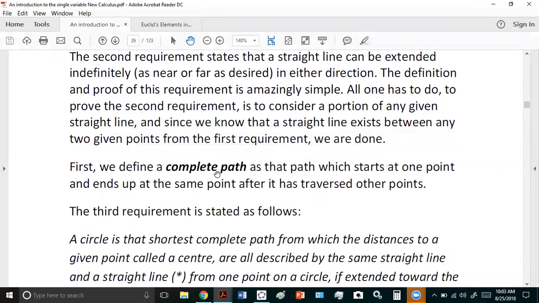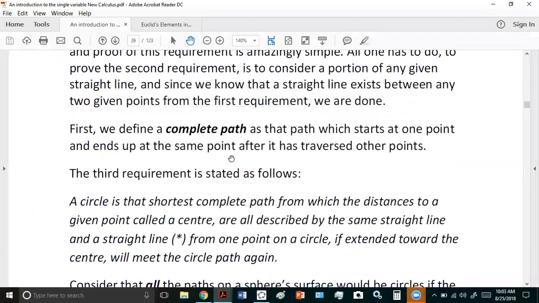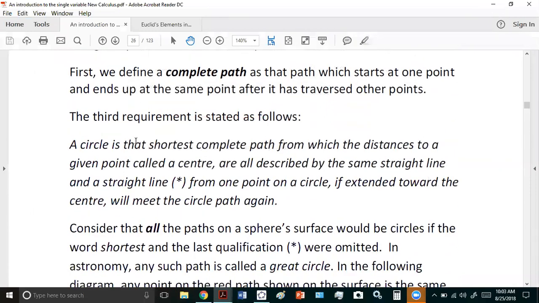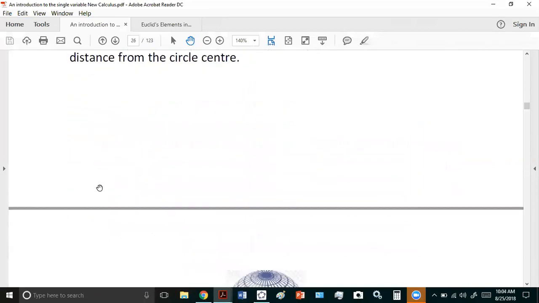So we first define a complete path as that path which starts at one point and ends up at the same point after it has traversed other points. And the third requirement, now for a circle, is given here. It's the shortest complete path from which the distances to a given point, called the center, are all described by the same straight line. And in the book here, I'll show you how to derive it.